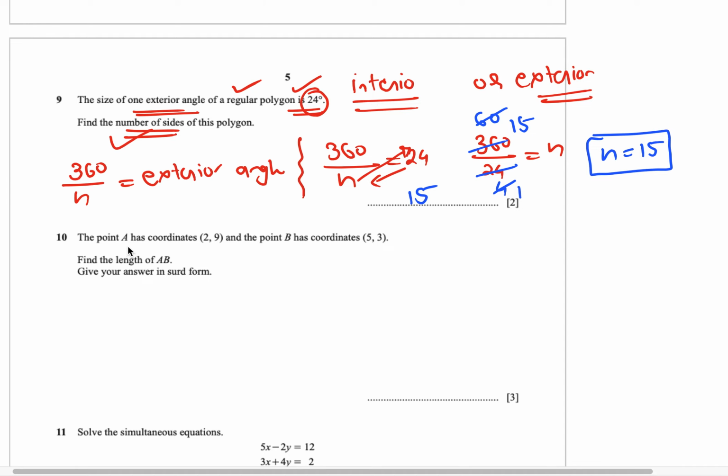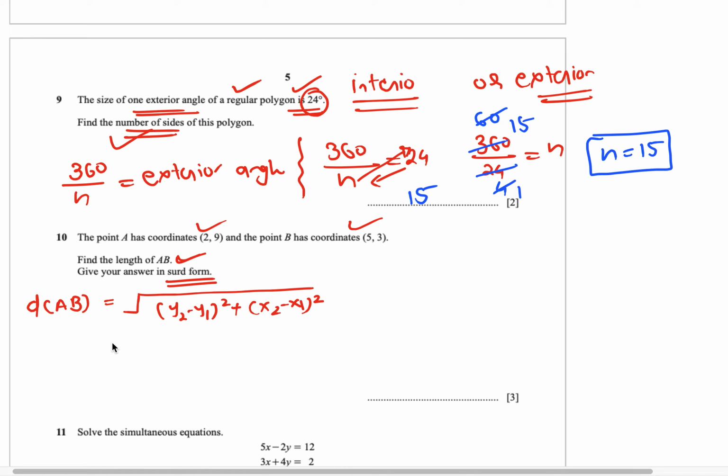Okay, now the next question is from the distance formula, I think. They are asking to give your answer in surd form. Okay, find the length. Length can always be found if the 2 points are given by using the distance formula. What is the distance formula? So I'll write here the distance between AB, because the points are A and B. That is the square root of y2 minus y1 the whole square plus x2 minus x1 the whole square. Okay guys, so now see, this is x1 y1 for us, this is x2 y2.